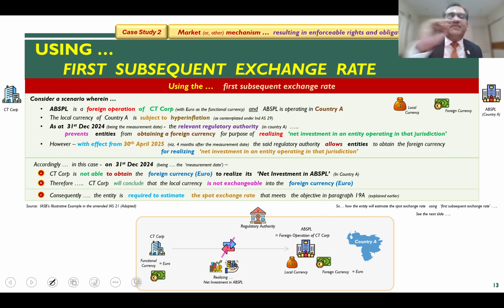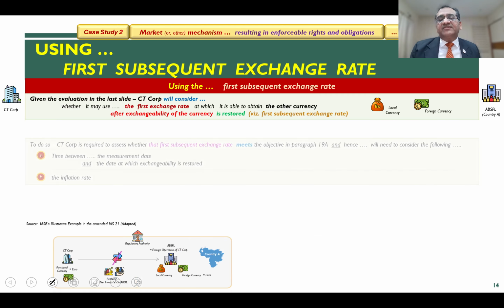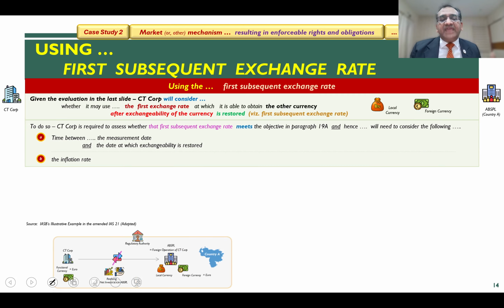again, the two parameters which we talked about: the inflation rate, whether hyperinflation or not, and the time gap when exchangeability is restored. So in this case, Citicorp will need to estimate the spot exchange rate. And how do we do that? Citicorp is required to assess whether the first subsequent exchange rate, which is available only after 4 months, meets the objective of paragraph 19A.